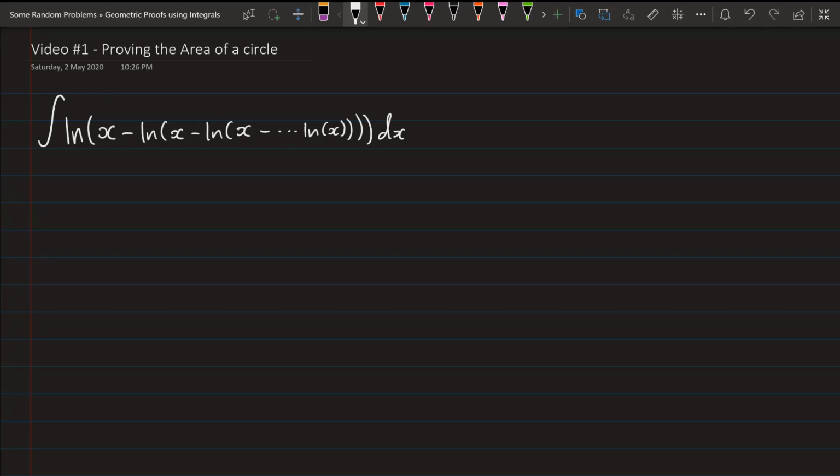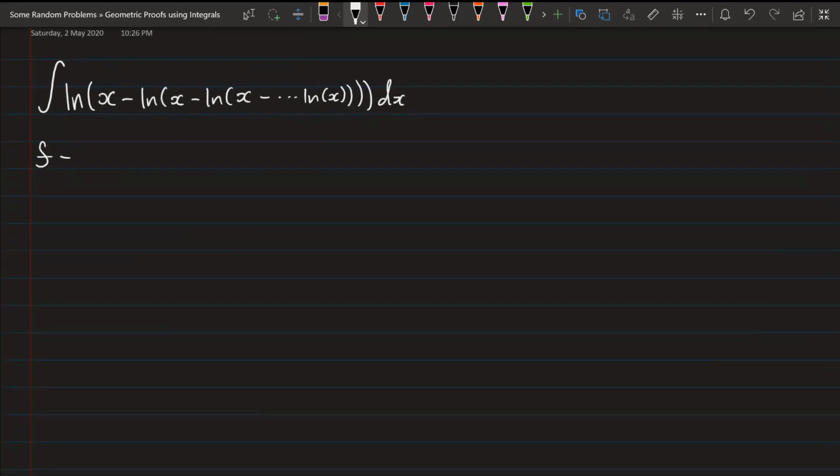So in the last video, we found that the solution of this integral can be found using some manipulations of nested functions, because this function is nested within one another. For example, the integrand here is f, which is equal to the natural log of x take away the natural log of x, going forward to infinite amounts of times. And then we found that we could substitute f in here.